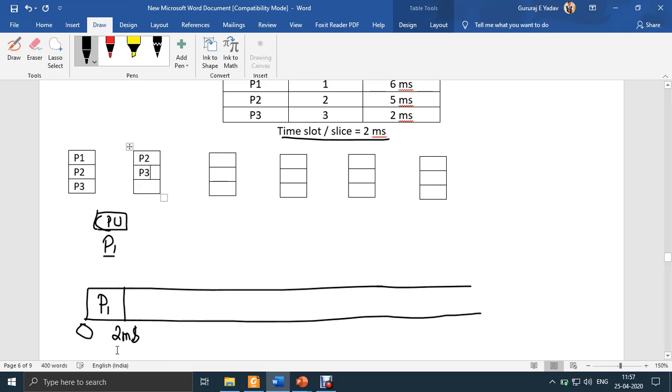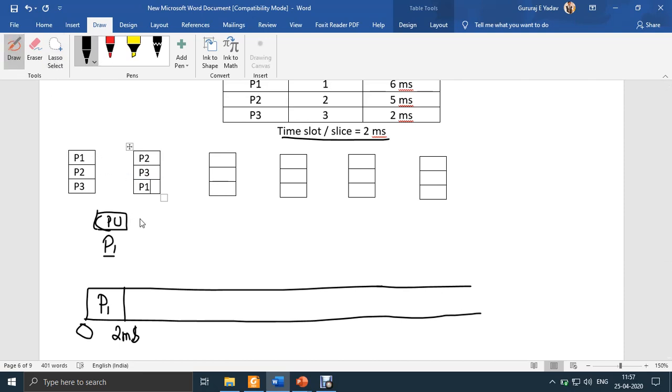Now, at 2 milliseconds, what will happen? P1 will be preempted, because every process will be given only 2 milliseconds, which is nothing but the time slot or time slice to execute. As soon as P1 is preempted, it will be entered in the last place, because P1 got its chance and came and sat at the bottom.